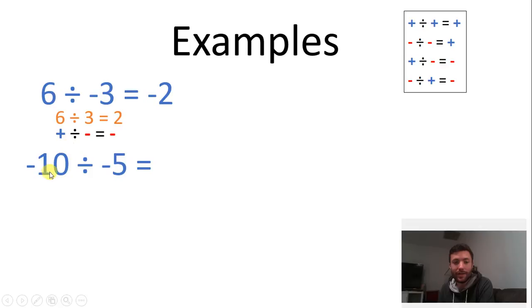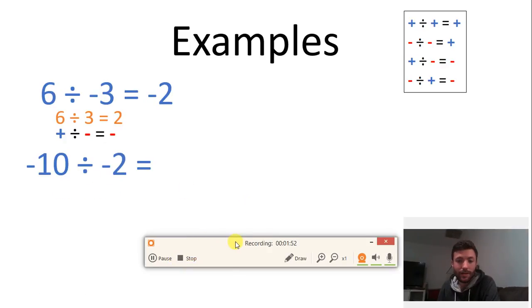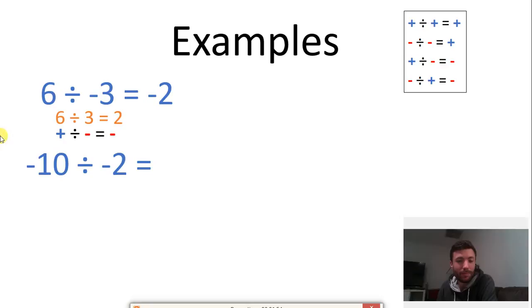Here we have a negative 10 and a negative 5. Looking at the positive integers, and that's wrong still. Alright, so I fixed it up. So we've got negative 10 divided by a negative 2. So we have 10 divided by 2, which is equal to 5, and then we have a negative and a negative. So our answer is going to be a positive 5.